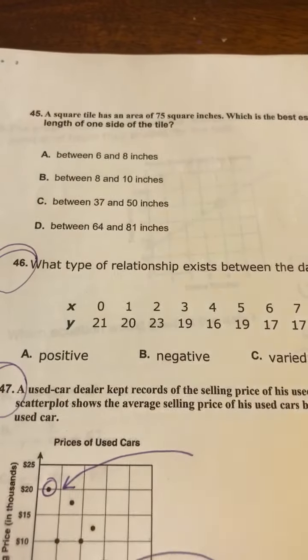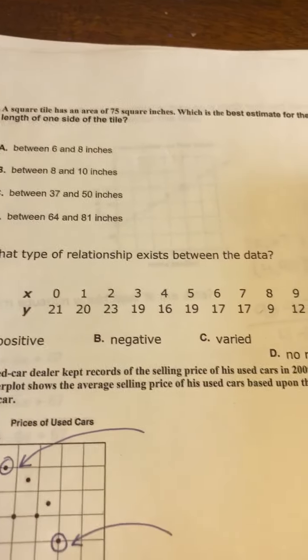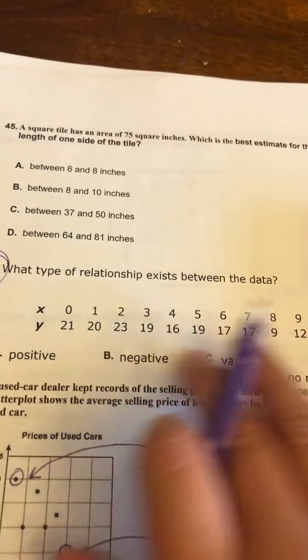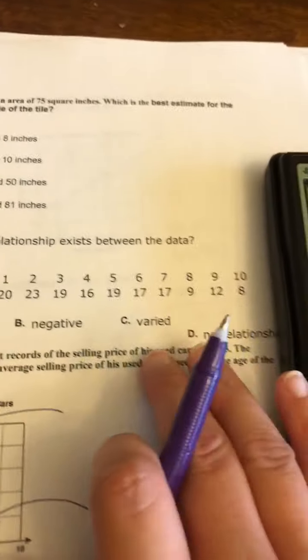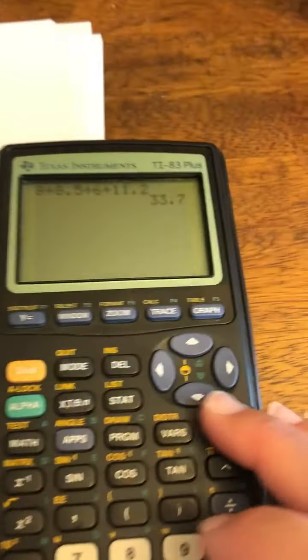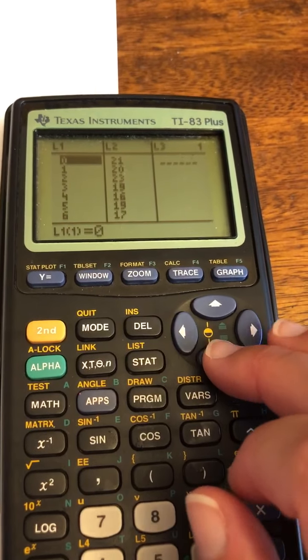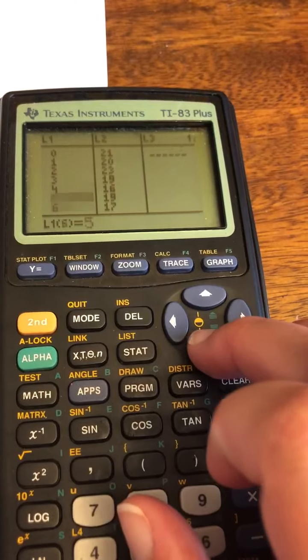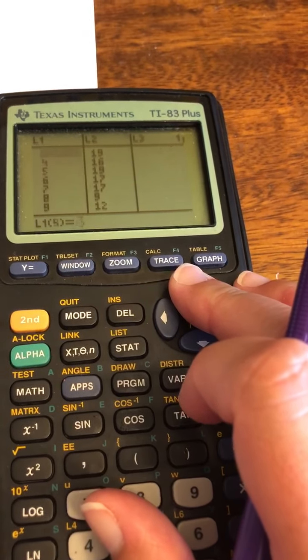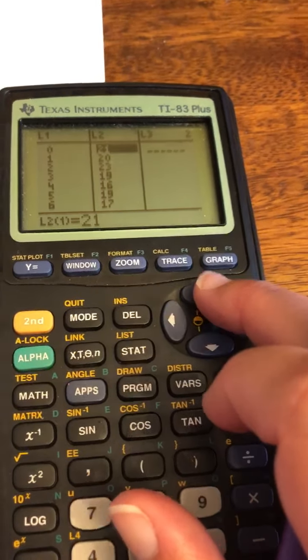I'm going to skip around and leave you a few to do. I definitely wanted to also go over 46. So it gives you ordered pairs of X and Y, and it asks you which one of these relationships you see. So what I did was I went to Stat Edit, and I entered all of my X's into L1, and then I entered all of my Y's in L2.